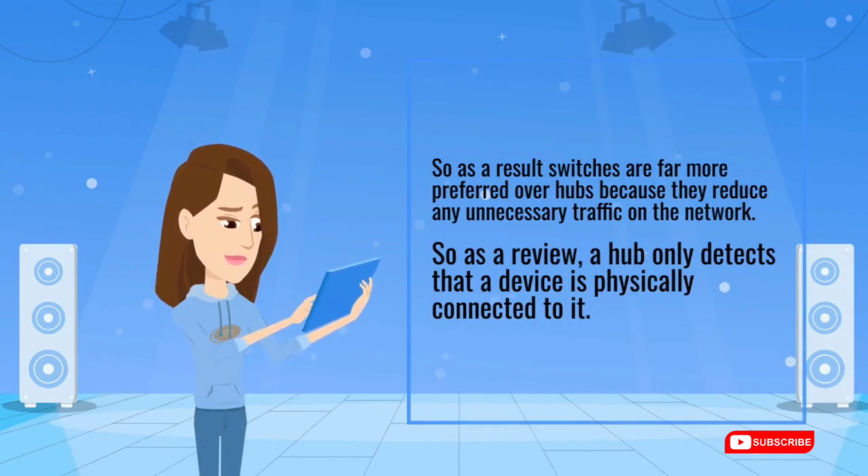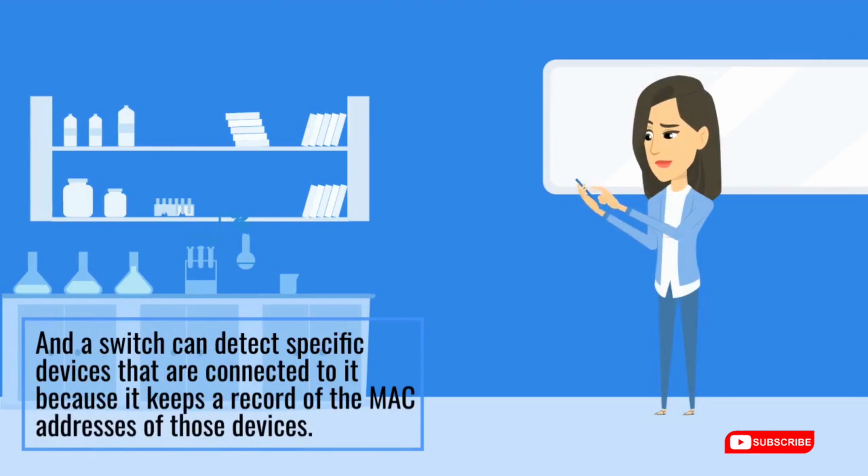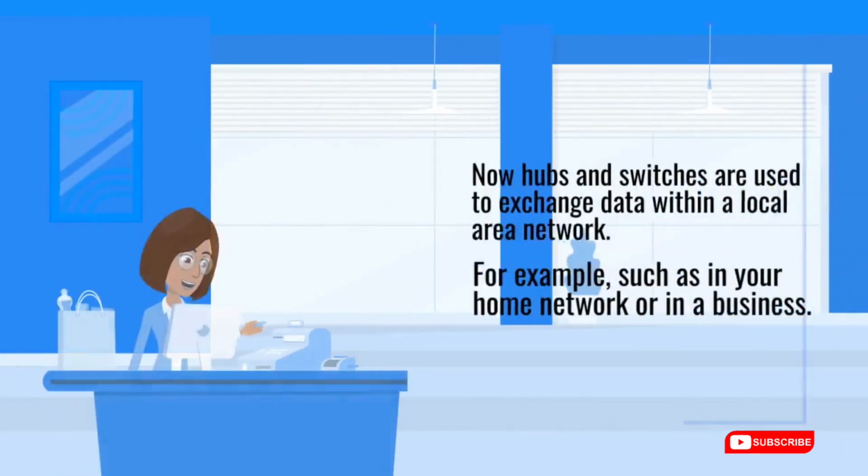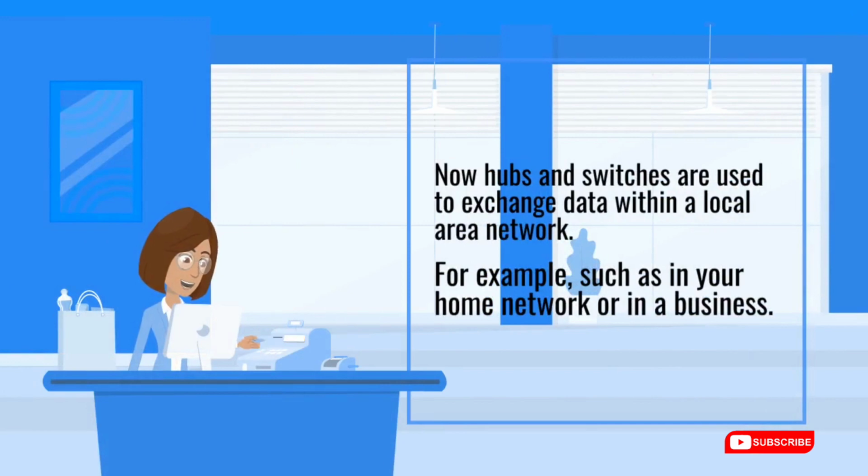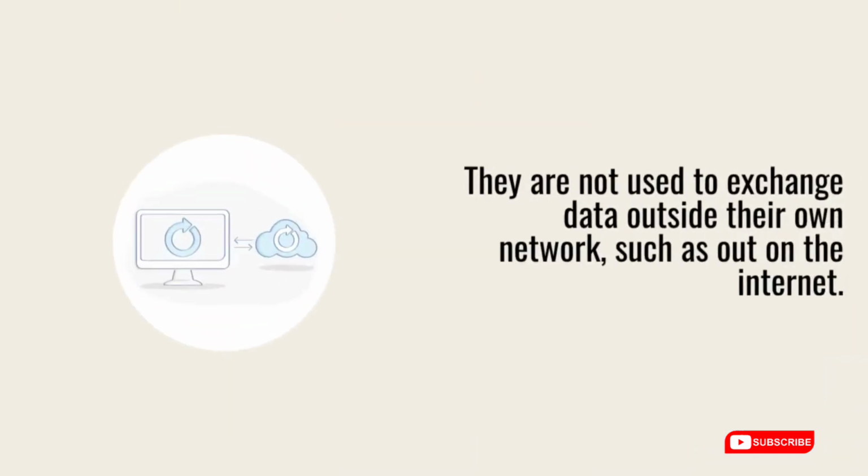So as a review, a hub only detects that a device is physically connected to it. And a switch can detect specific devices that are connected to it because it keeps a record of the MAC addresses of those devices. Now hubs and switches are used to exchange data within a local area network. For example, such as in your home network or in a business. They are not used to exchange data outside their own network, such as out on the internet.